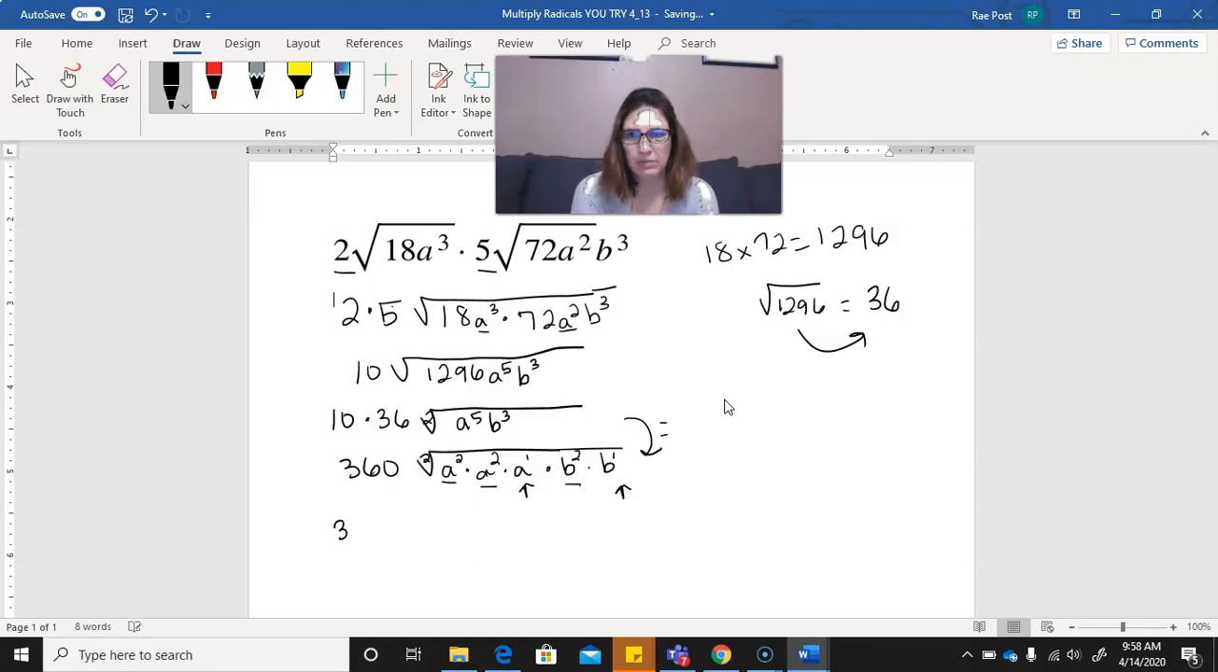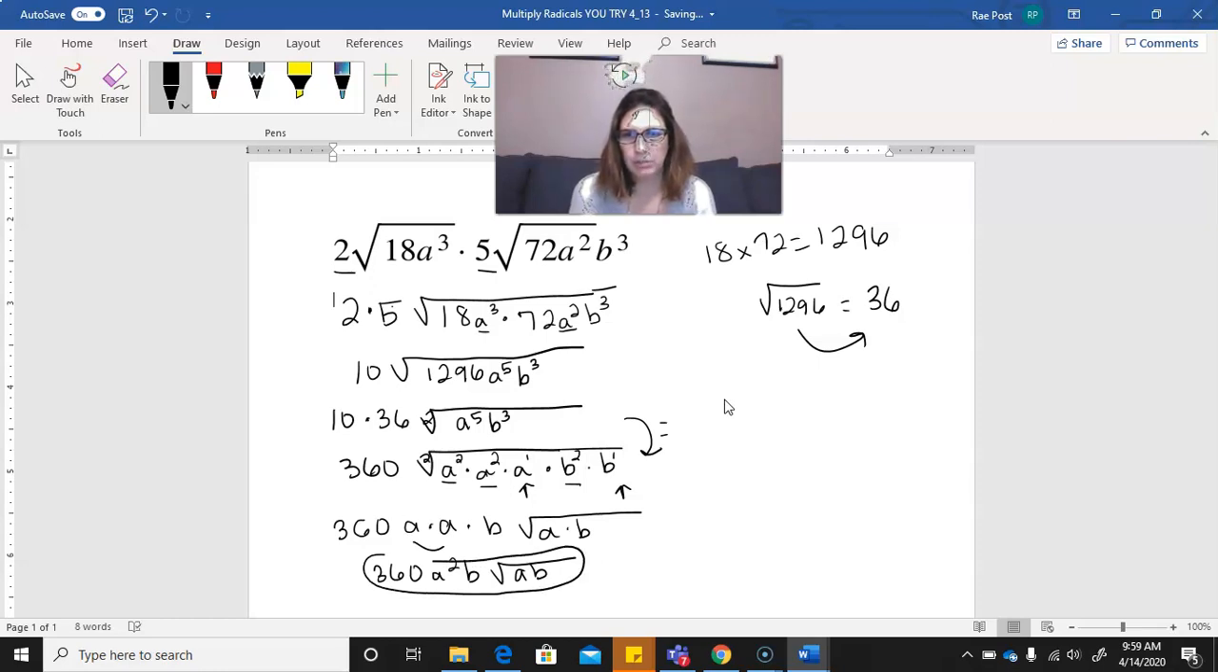So hopefully you would have simplified this as 360. The square root of a squared is a. The square root of a squared is a. And the square root of b squared is b. What you would have had left inside would be that single a and that single b. And then you can go ahead and just combine everything: 360 a squared b times the square root of ab. And that's what I was looking for yesterday.